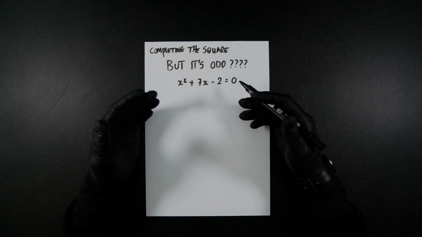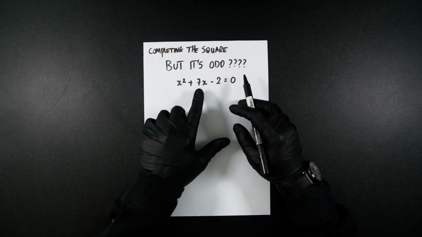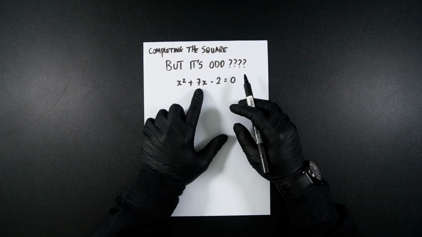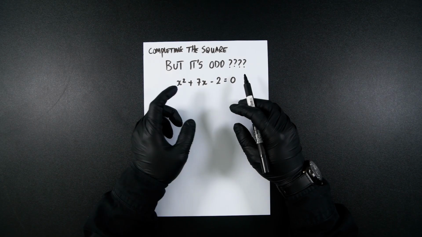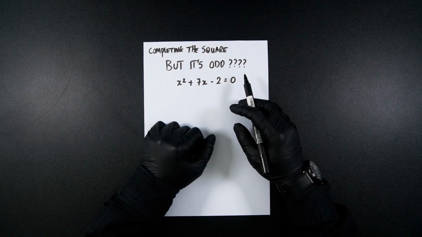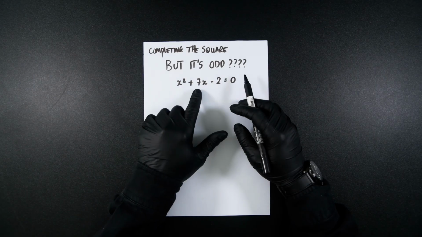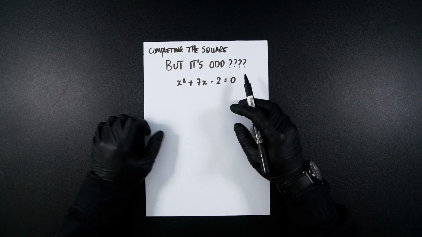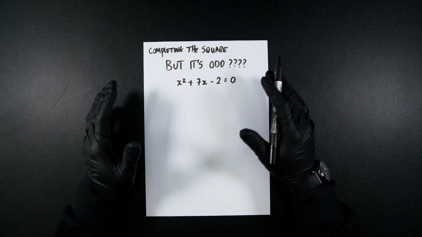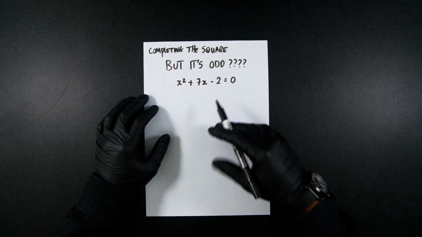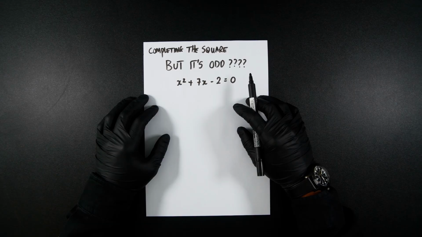In the previous video, I explained how to complete the square. However, this number here, that is in the B position, was even, so it seems fairly straightforward. I've seen a lot of students, when given an odd number, not know what to do. However, it is exactly the same as if it was even, but you're going to have awkward numbers.